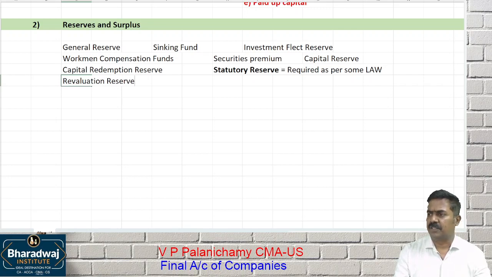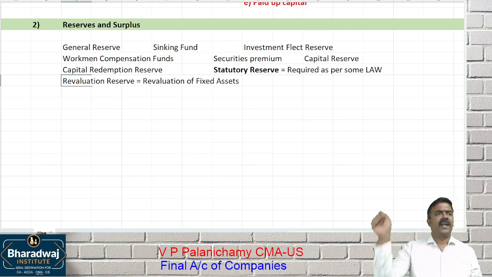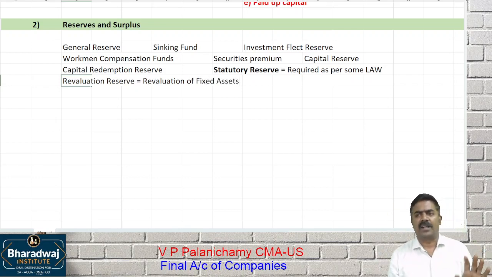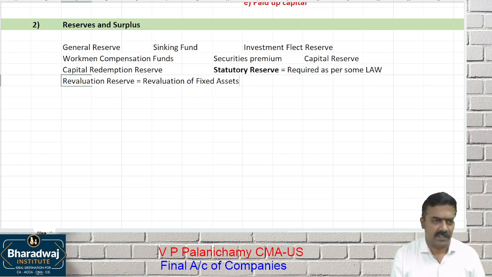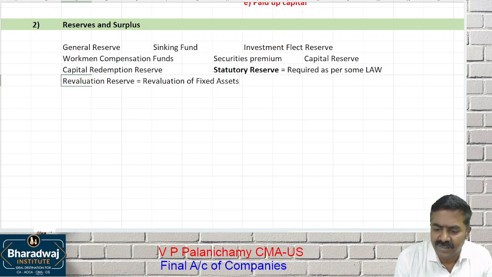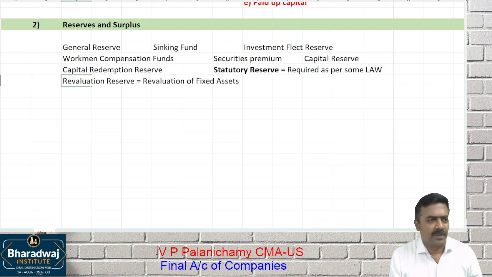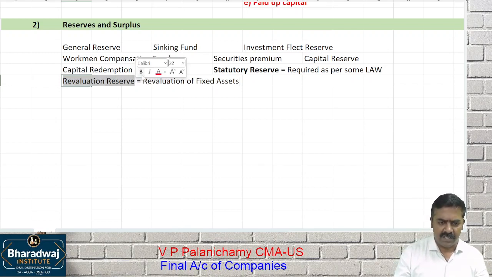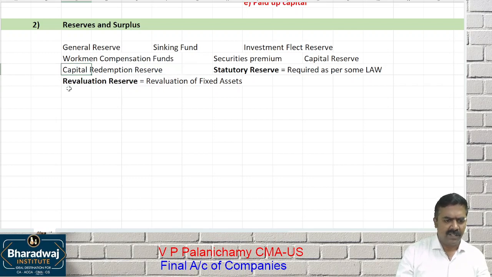What do you mean by revaluation reserve? Revaluation of fixed assets. For example, I purchased land for 10 crore about 5-6 years back. Today the market value is 15 crore. It is a permanent appreciation. What is the extra amount? That 5 crore. Will you take that 5 crore as profit to the P&L account? No. It will be called which one? Revaluation. It will be transferred to which account? Revaluation reserve account. It is created out of revaluation of assets. It can be any reserve.